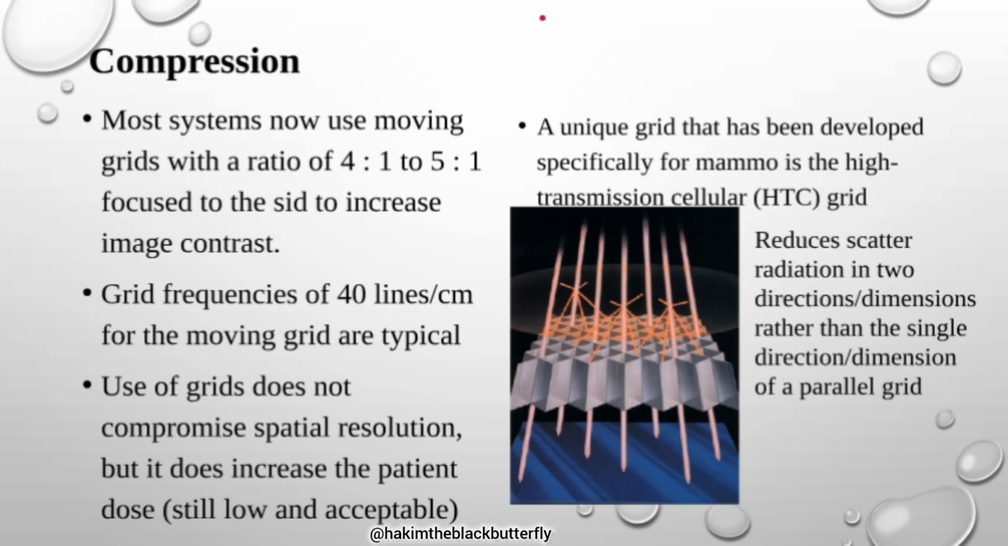A unique grid that has been developed specifically for mammo is the high transmission cellular grid. It looks like a beehive, like the way that beehive is designed. Those cells in the beehive are where honey is kept. The high transmission cellular grid controls scatter radiation in two directions or dimensions rather than a single direction, like what we saw with the linear grid.